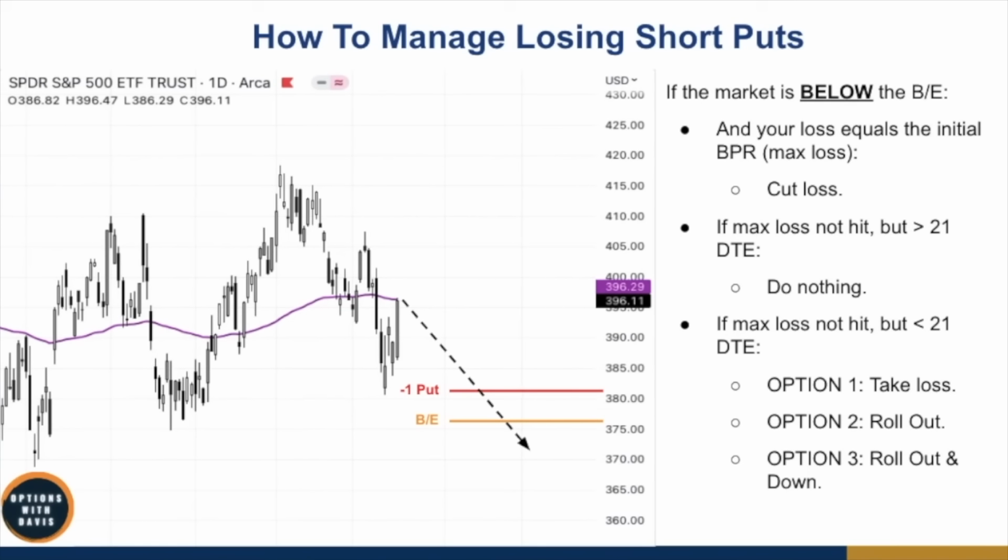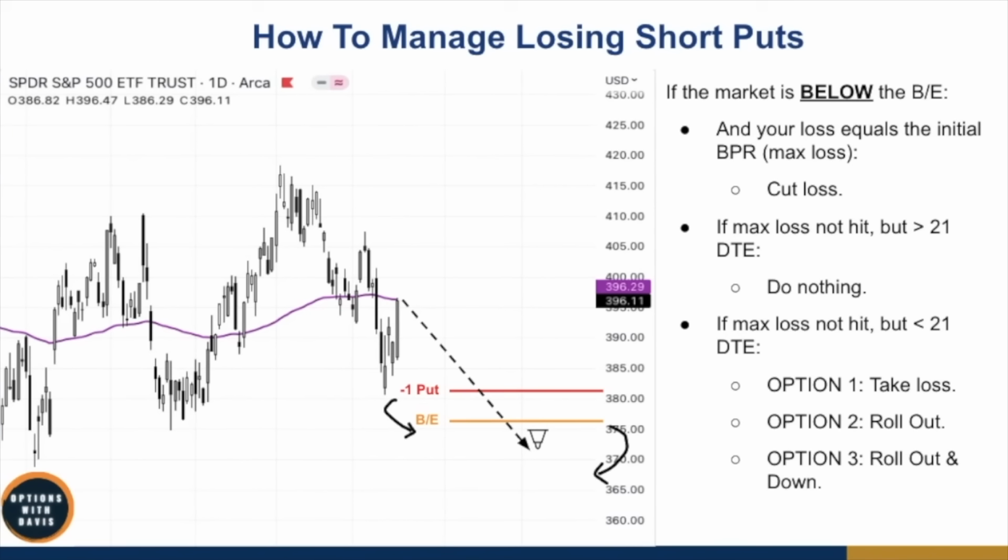And the third option, last but not least, is rolling out and down, right? So rolling out means to roll out to the next expiration date, to the further expiration date, and you also roll it down as well. So this way you give more room for yourself to be right. So let's say for example from 380, let's say you're able to roll the put option down to 375, then guess what? You've also pushed your break even down as well.